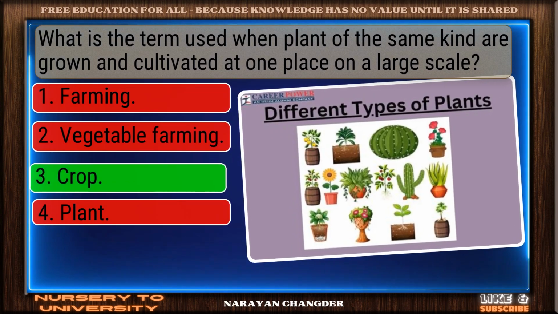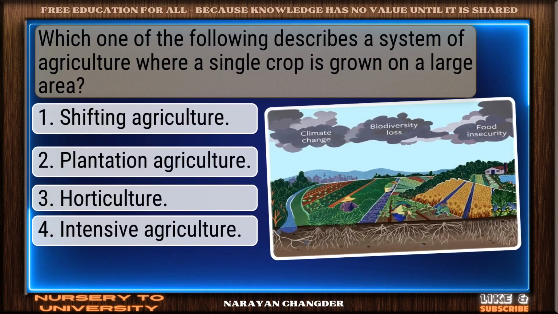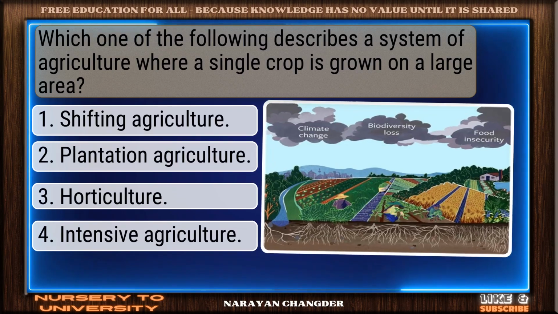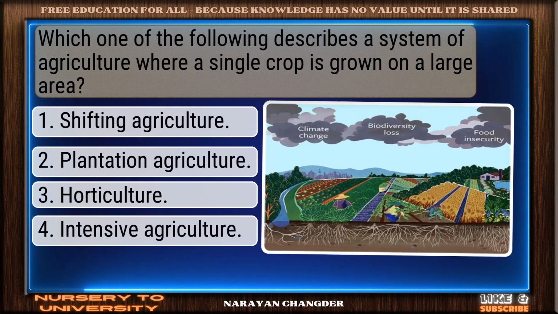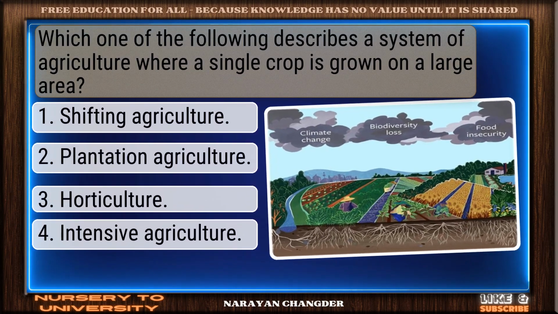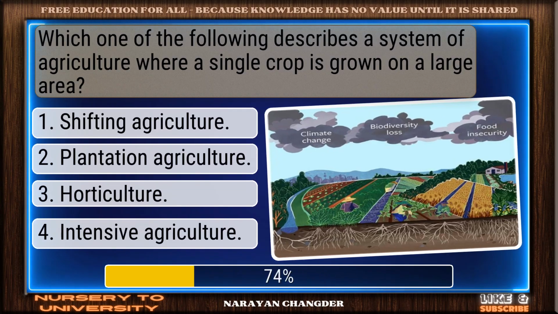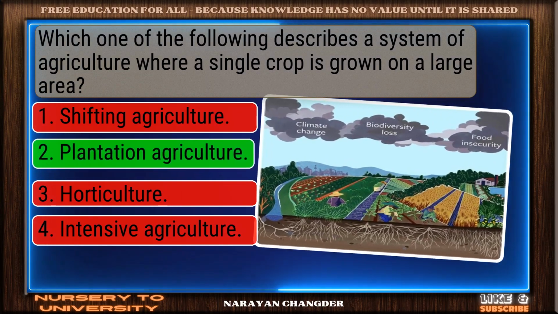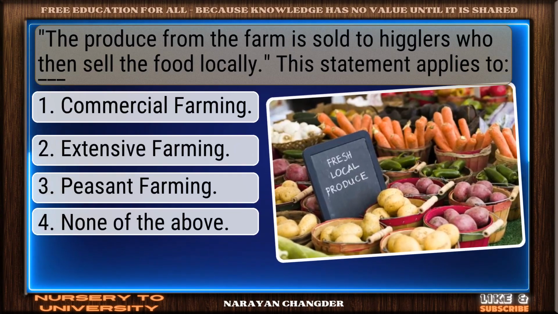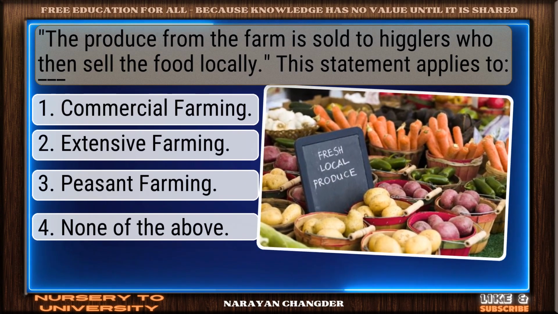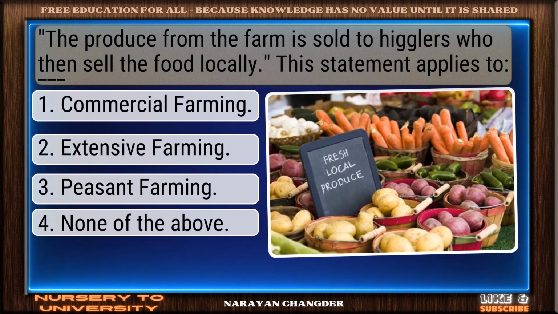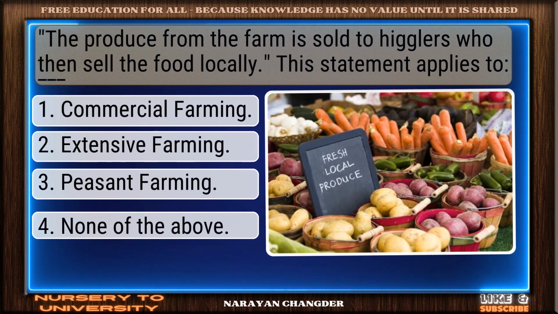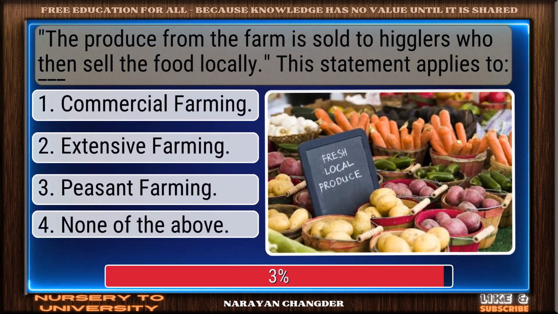Right choice. Crop is best. Which one of the following describes a system of agriculture where a single crop is grown on a large area? Nice selection. Plantation agriculture is correct. The produce from the farm is sold to higglers, who then sell the food locally. This statement applies to dash.